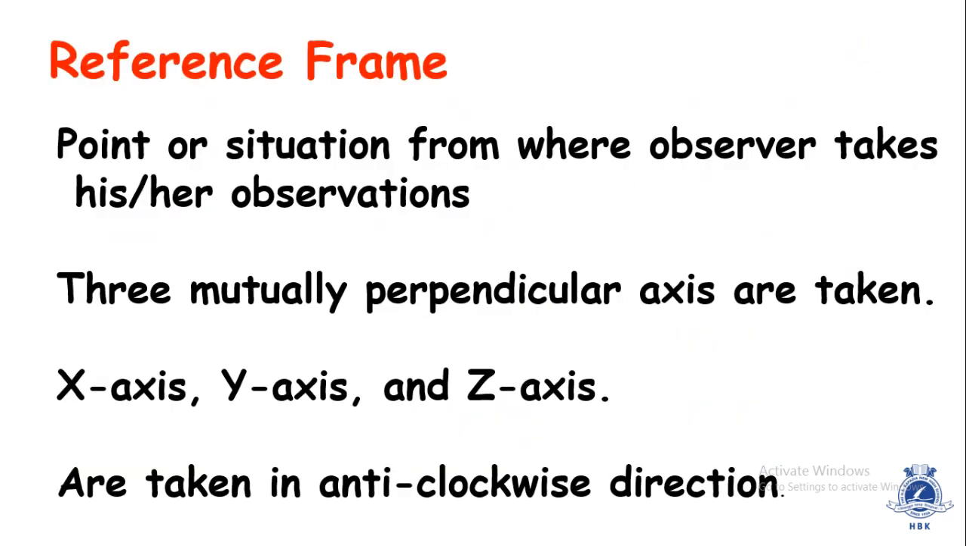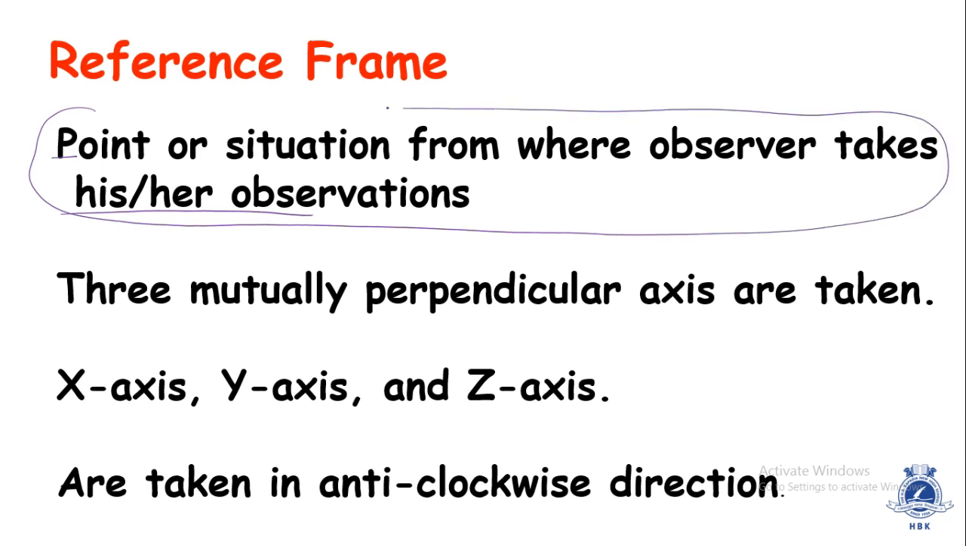So let's see next. Again, let's see the definition of reference frame. Yes, again, the point or situation from where the observer takes his or her observation is called reference frame. Don't worry about this definition at present. Let's clear the concept about this thing. Yes, we have to take three mutually perpendicular axes: x-axis, y-axis, and z-axis, and we have to take these three axes in anti-clockwise direction. I hope the anti-clockwise direction part is clear to you.